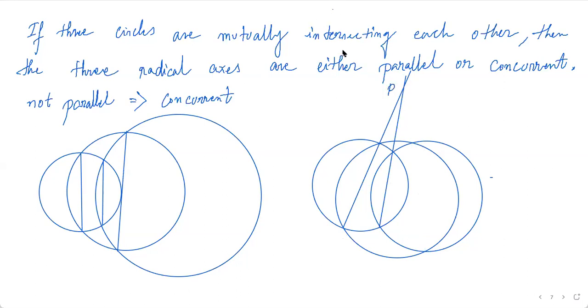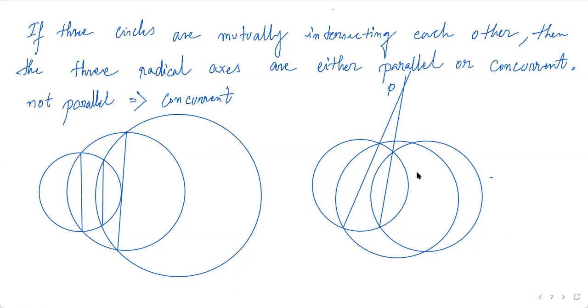Sir, what if two are parallel and one isn't? No, all three are parallel. Okay, what if two are parallel and one is not parallel to the other two?